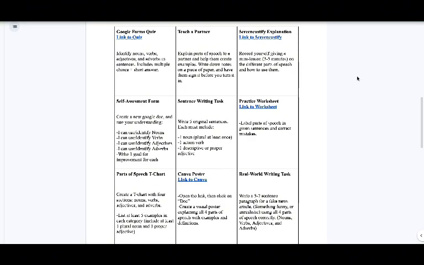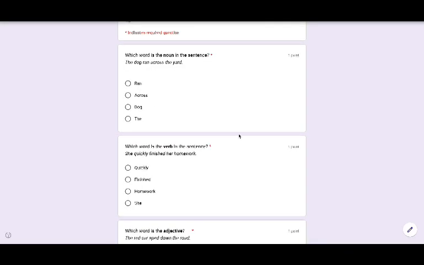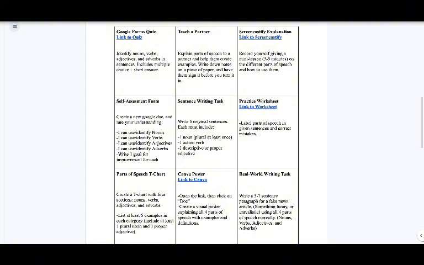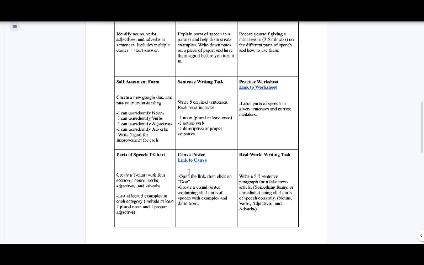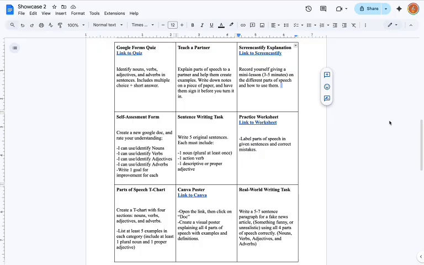We have 3 that are technology related that use a technological source, which would be the Google Forms quiz, as that is a link to a quiz using a different website. It's using Google Forms, and it's this right here. And then we have the Screencastify explanation, which takes them to Screencastify. They use that tool to record themselves. And then we have the Canva poster, which is using Canva. They'll open up Canva, again, different website, and they will create a poster on that website and learn how to use the tool, which is formative and which is summative.